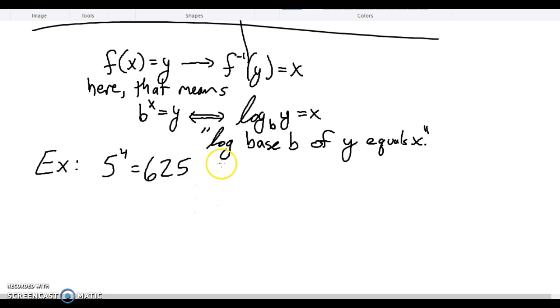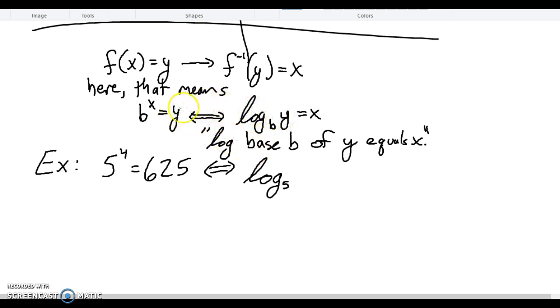Well, if I have that, according to what we just said, this is equivalent to writing log base. Ooh, what's my base? Well, in the exponential, the base was the thing being raised to a power. So my base was 5, which means my base of the logarithm is also 5. Notice this is written as a subscript. The base of a logarithm is a subscript.